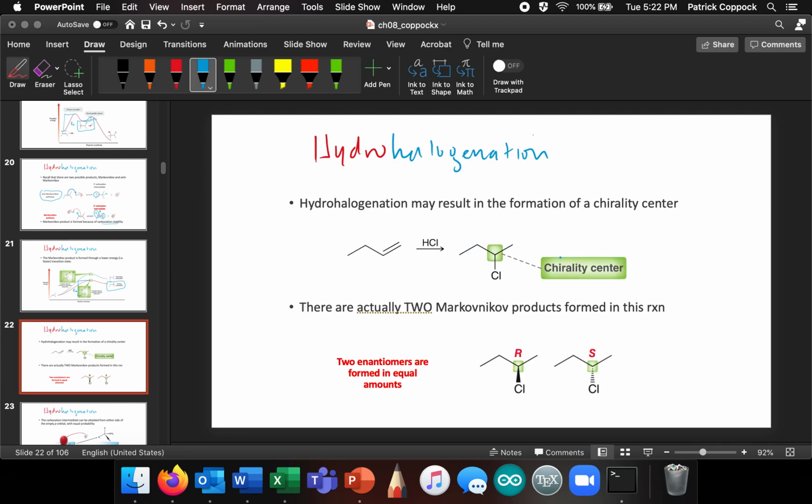Hydrohalogenation could also result in a chiral center. Let's look at this. If you already have a hydrogen here and two hydrogens here, and HCl goes here, the hydrogen is going to go here when this double bond goes away, and this is going to be chlorine. Now we've got an ethyl group, a chlorine, a hydrogen, and a methyl. So we have a chiral center now. Since it's a chiral center, we're going to get both the R configuration and the S configuration, in a 50-50 mixture. They're formed in equal amounts.